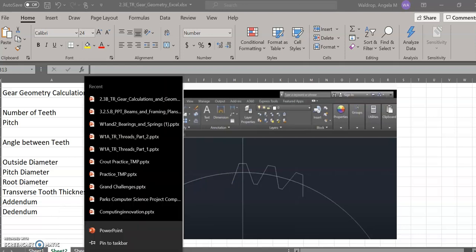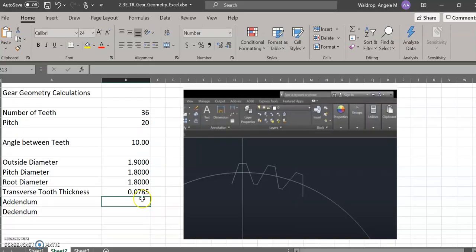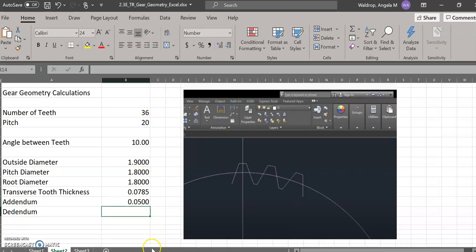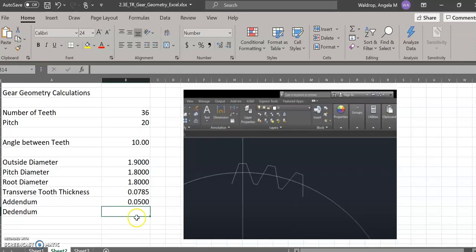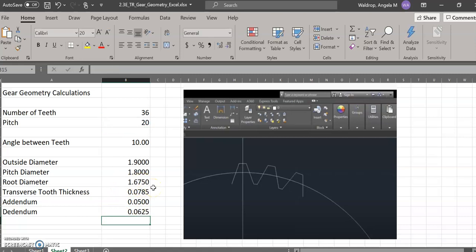All right, the addendum, go back to my equation sheet, is going to be 1 divided by the pitch. So that's going to be equal to 1 divided by the pitch. And my dedendum, if we go back to the equation sheet again and we look at it, it's going to be 1.25 divided by the pitch. Okay? And when I go ahead and put this in here, after I hit enter, you'll see that my root diameter cell will update. And it just did.